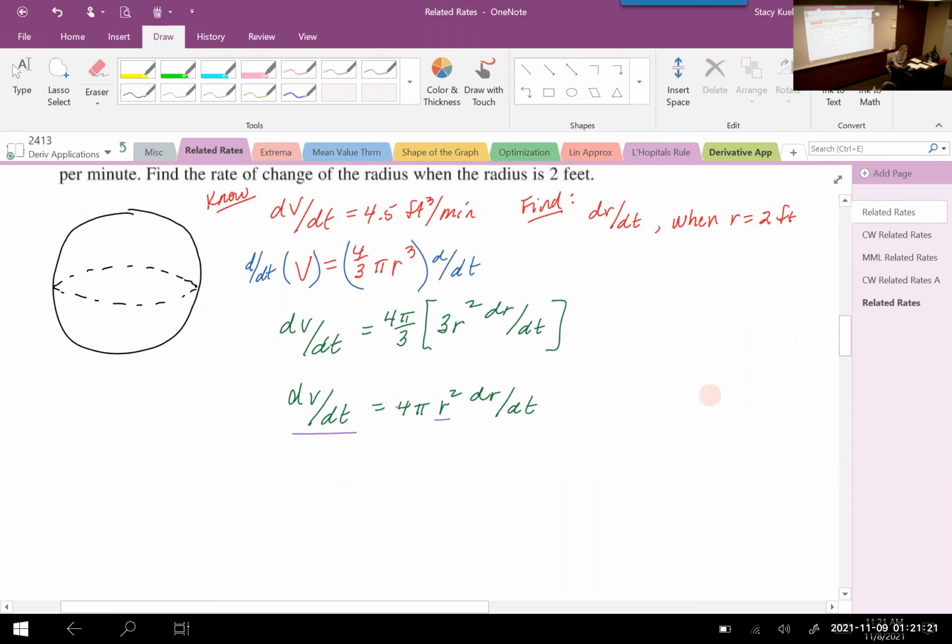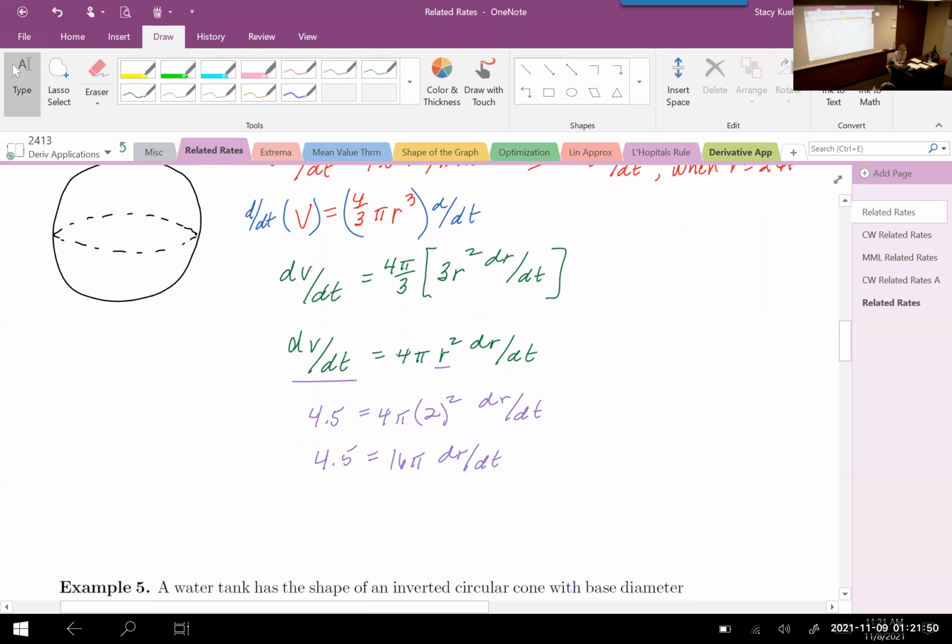Okay. So dV dt is 4.5. That's equal to 4 pi times 2 squared times dr dt. Okay, so I would end up with 4.5 equal to 16 pi dr dt. And then I'm going to divide both sides by 16 pi, and I'm going to get a decimal value. What kind of decimal value do y'all get when you divide both sides by 16 pi? Let's go to 3 decimal places.